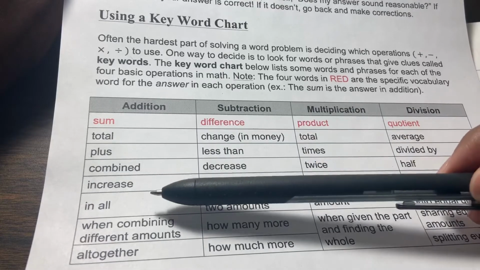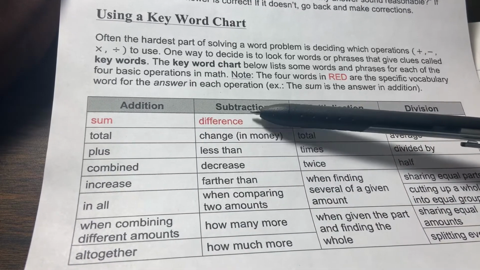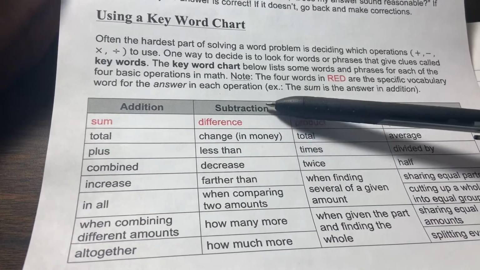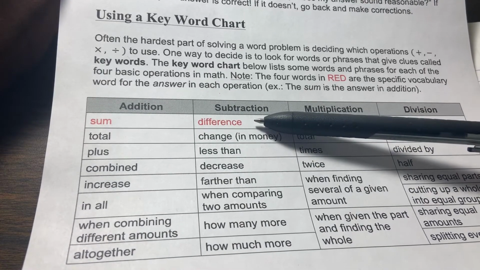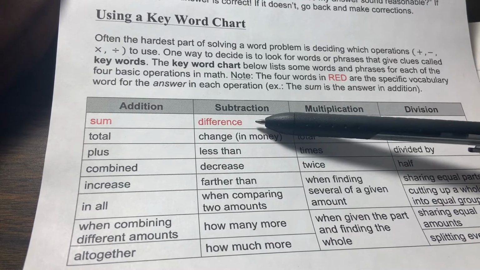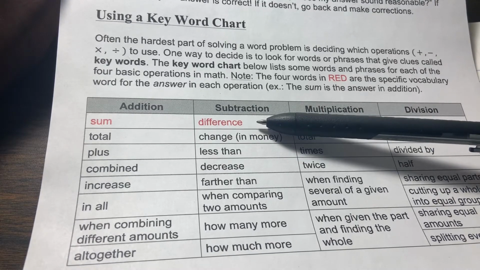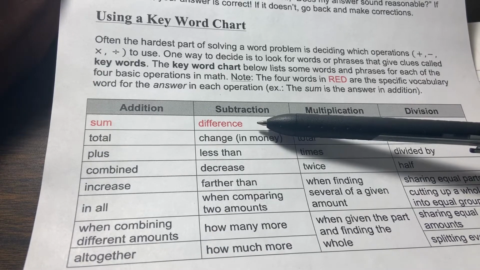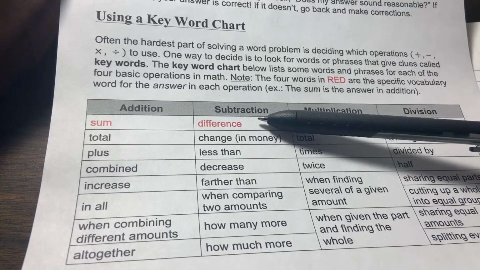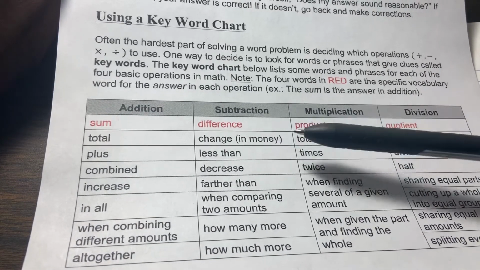As one of your steps, may not be the only step. Difference is the word for the answer in subtraction. So if you are told, what is the difference between 6 and 2? Okay, you know you're looking for the answer in a subtraction problem, right? You are subtracting those two numbers because difference can only mean subtraction and nothing else.